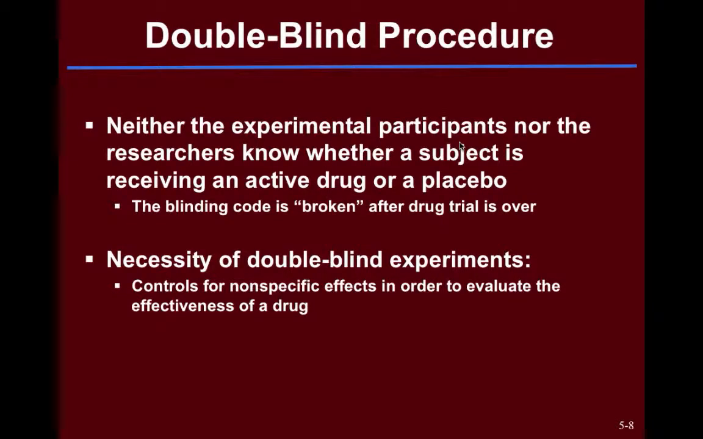So in a double-blind procedure, neither the people who are participating in the experiment nor the researchers know whether the participant is receiving an active drug or a placebo. Think about a clinical trial for a new drug. If a manufacturer wants to market a new drug for a condition, they need to prove that it's more effective than the drug that's currently being used for that condition.